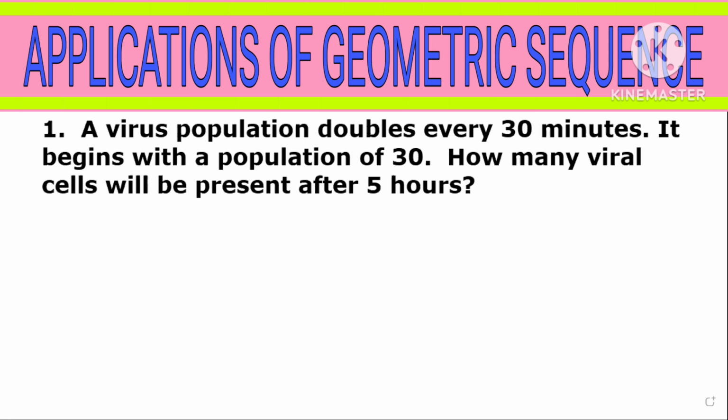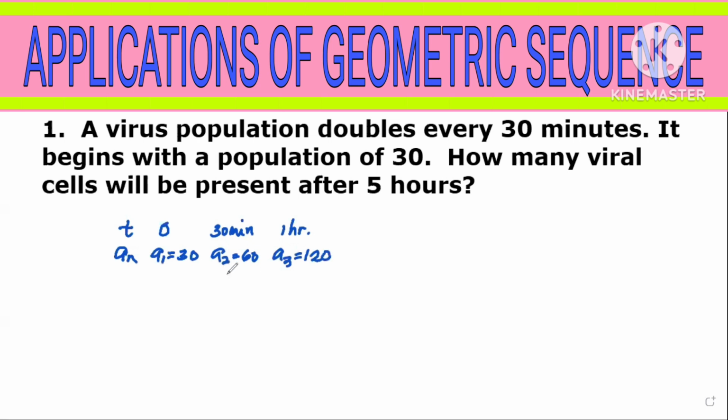So let us make a table of values to illustrate the problem. Let us denote the time by t and the amount of virus by a sub n. So when t is equal to 0, the initial amount is 30. Let us denote that by a sub 1. Now, after 30 minutes, it doubles. So the virus becomes 60. Let us denote that by a sub 2. And after 1 hour, it doubles again. It becomes 120. Let us denote that by a sub 3.